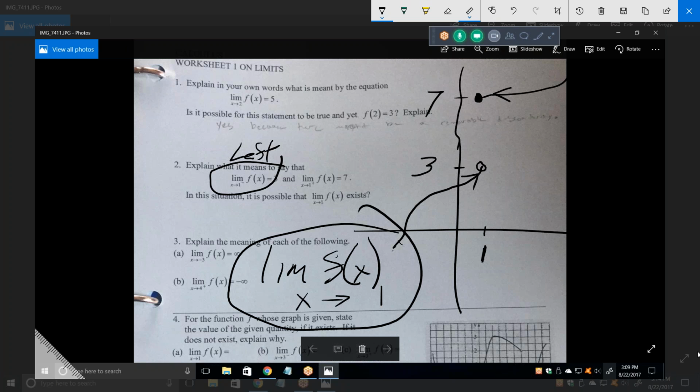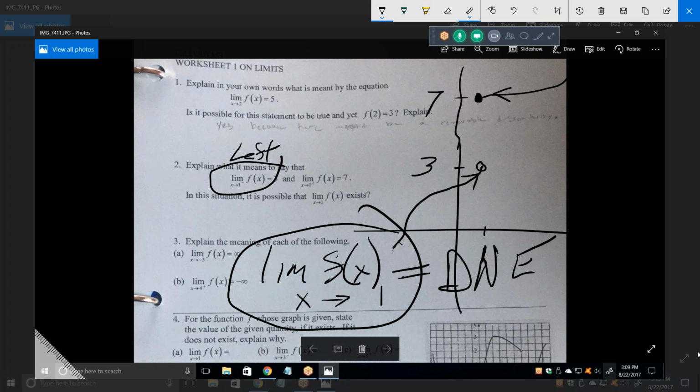In other words, from one direction, it's 3. From the other direction, it's 7. It would be 3. Nope, it does not exist. Why doesn't it exist? Because they're not the same. It's as easy as that. If they are not the same, then it does not exist. I'm confused. If they are identical, then it does exist.